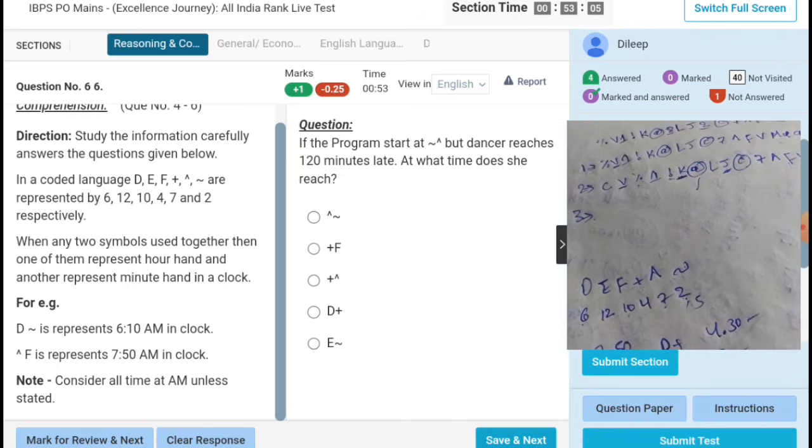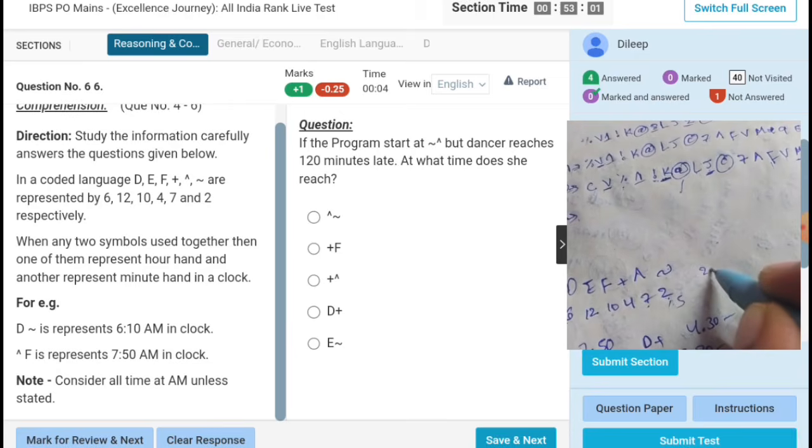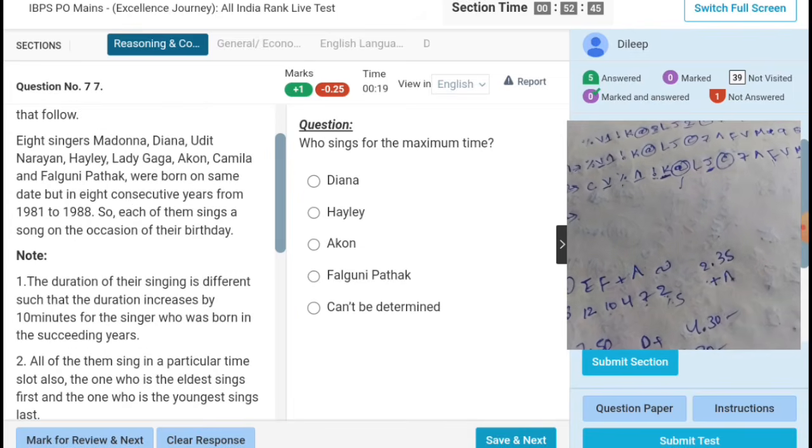If the program starts at 2:35, but the dancer takes 20 minutes. So 4:25 plus, so 4:35 plus at the rate. Next.